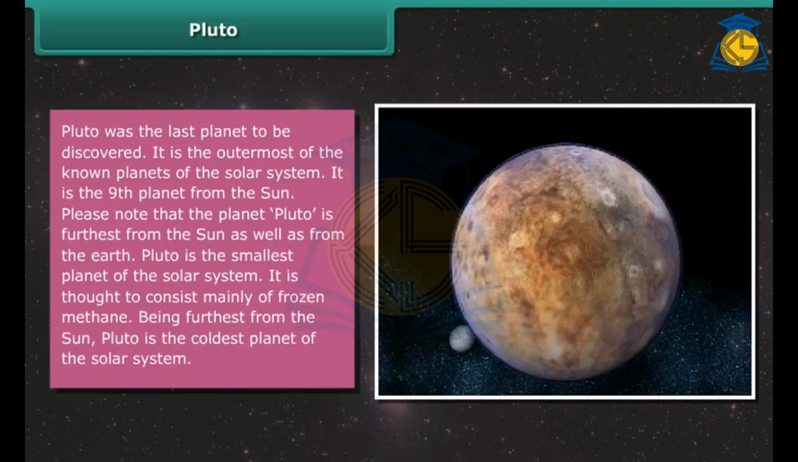Pluto is the smallest planet of the solar system. It is thought to consist mainly of frozen methane. Being farthest from the Sun, Pluto is the coldest planet of the solar system.